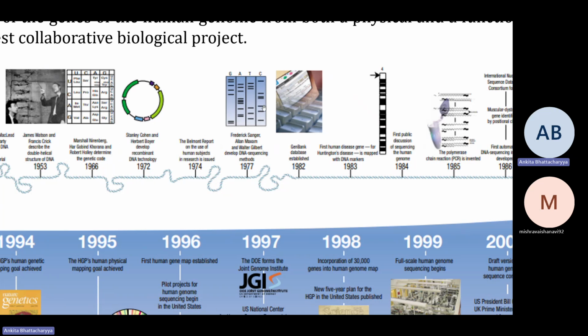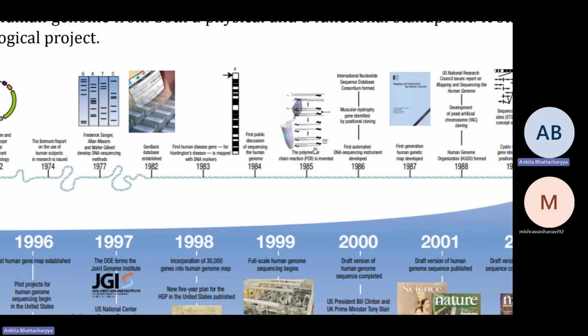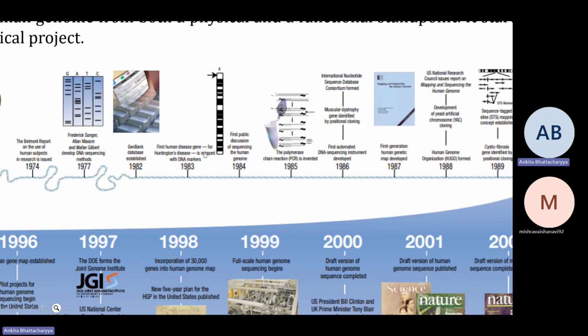Then the Belmont report on the use of human subjects was issued. Then Sanger sequencing came in 1977. The GenBank database. Somewhere around the 70s and 80s, scientists and researchers started realizing that repositories of data need to be made because it's not possible to publish and share everything otherwise. Then the first human disease was mapped with DNA markers, which was Huntington's disease.